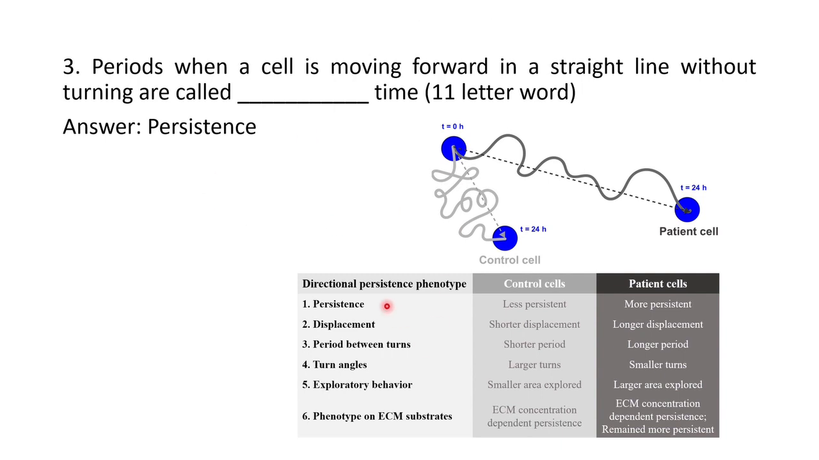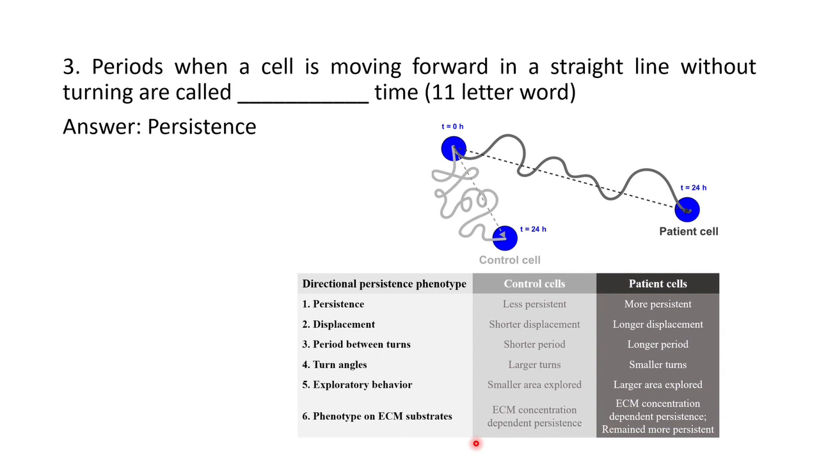So here is one example of that. This paper has studied about movement of cells from normal patient and schizophrenic patients. So the difference that they see is the persistence, that is the control cells have less persistence and patient cells have more persistence. The displacement, the period between turns, that is the path that they take, and the turn angles, their exploratory behavior, and the phenotype on the ECM substrate. So there is difference in all these parameters between a control cell and a patient cell.